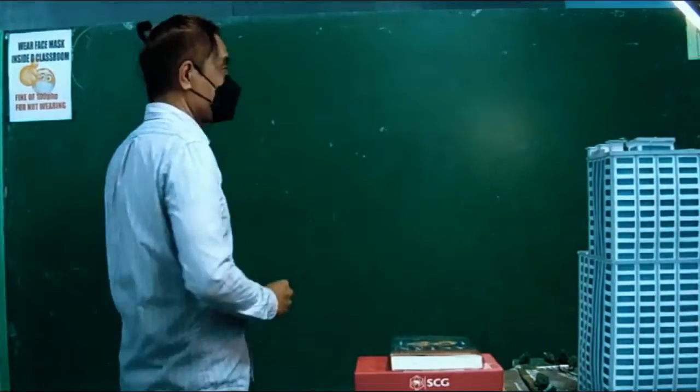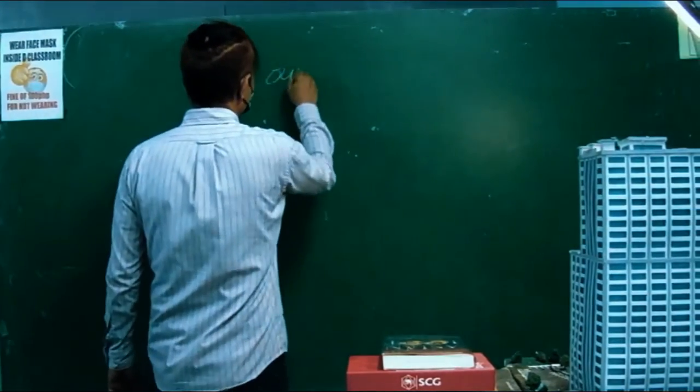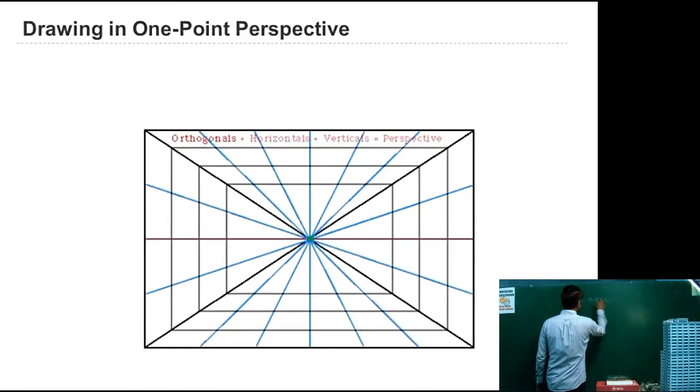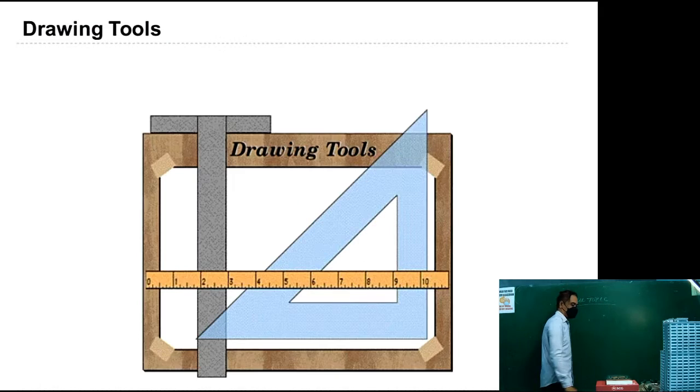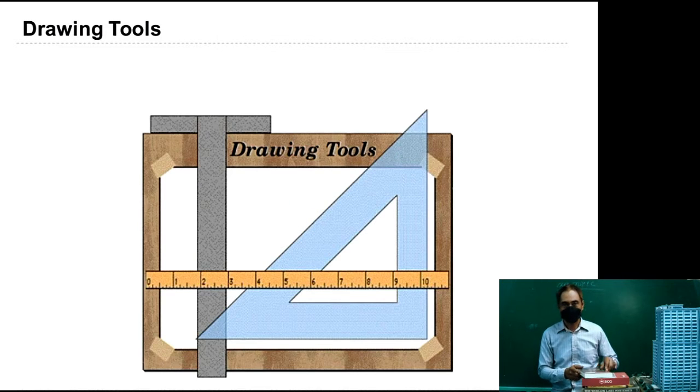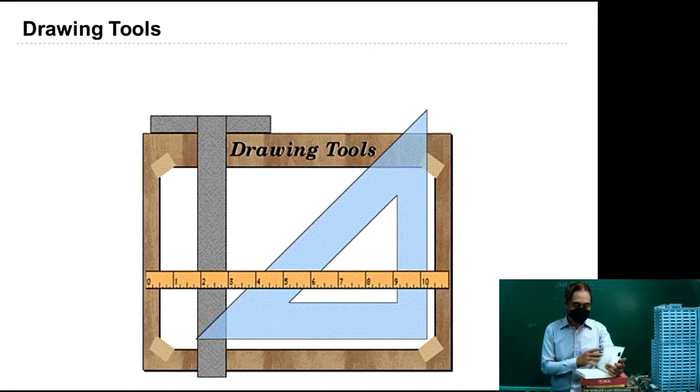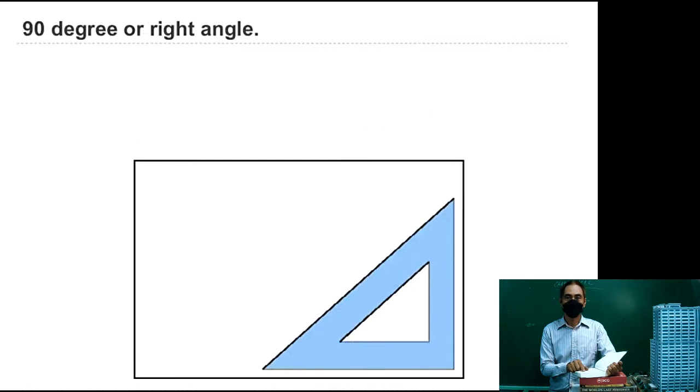Today's topic is on how to draw the 1 point perspective. Okay, so here are some tools for your drawing. You need a ruler, a T-square and a triangle, and a drawing table. And your triangle is 90-degree or right angle.